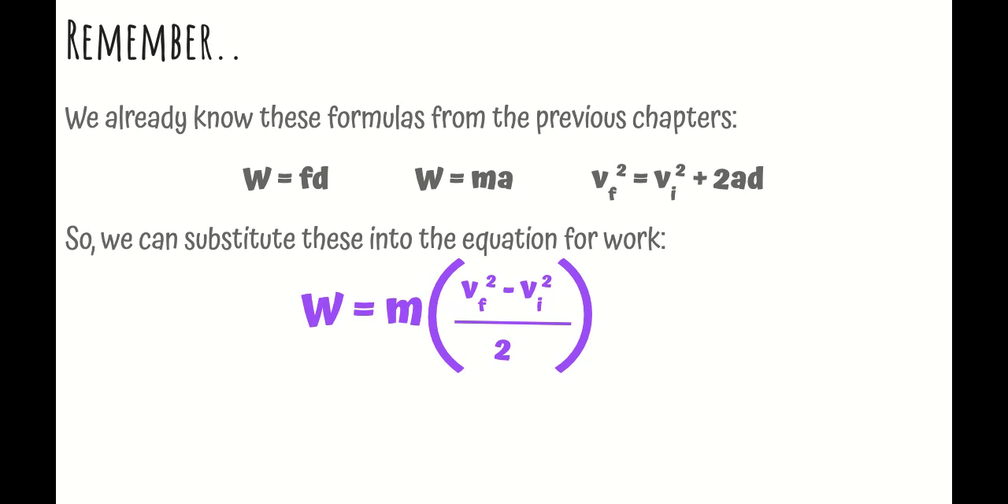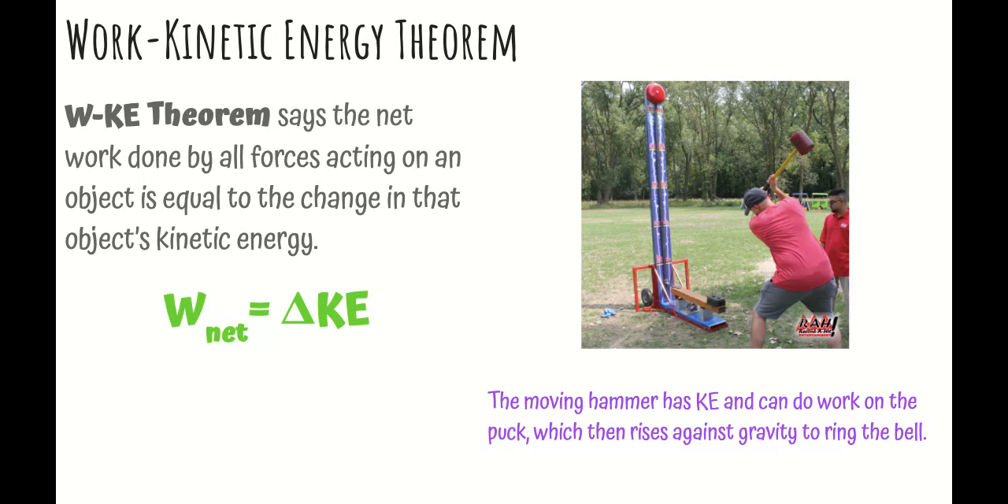So in this case, if you don't know the force or the distance, or if you don't know the acceleration, you can use the final and initial velocities to solve for that instead. So the work-kinetic energy theorem explains that work and kinetic energy for a system should be equal. The net work done by all forces acting on an object is going to be equal to the change in the object's kinetic energy.